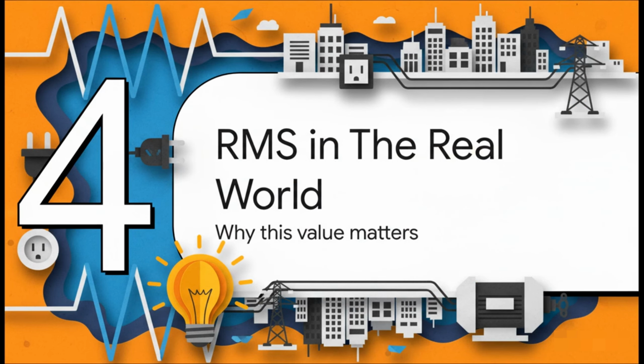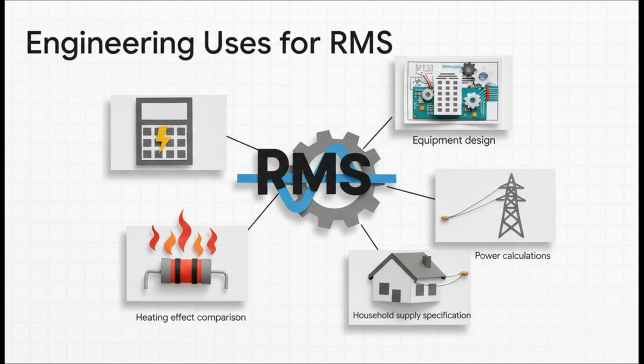Okay, so we know how to calculate it, but why is the specific value so important? Why is it the standard for pretty much all AC applications? Well, for engineers, the RMS value is everything. It's the foundation for voltage ratings, it's absolutely essential for calculating power correctly, and it basically dictates how almost all AC equipment is designed and specified.